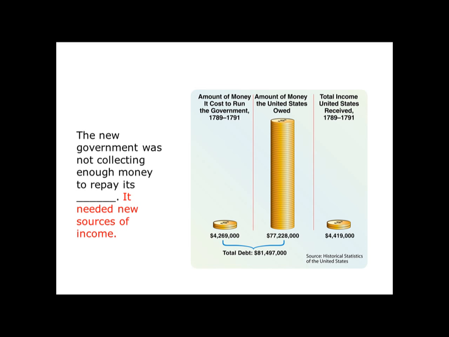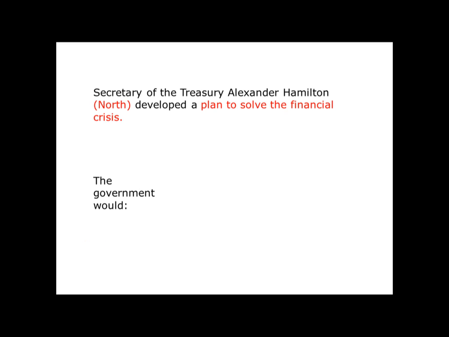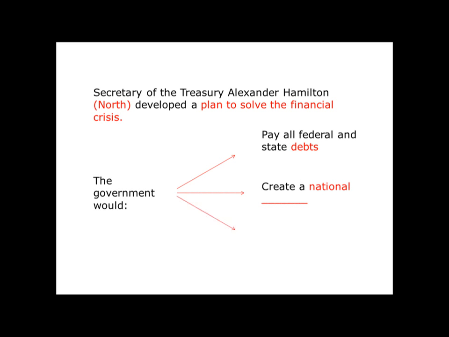We had to pay off our debt. The Secretary of the Treasury, this is Hamilton. Again, Hamilton is in the North. Developed a plan to solve the financial crisis. He stated that the federal government would pay off all federal and state debts. The federal government would create a national bank. And the federal government would impose a high tax on imported goods.